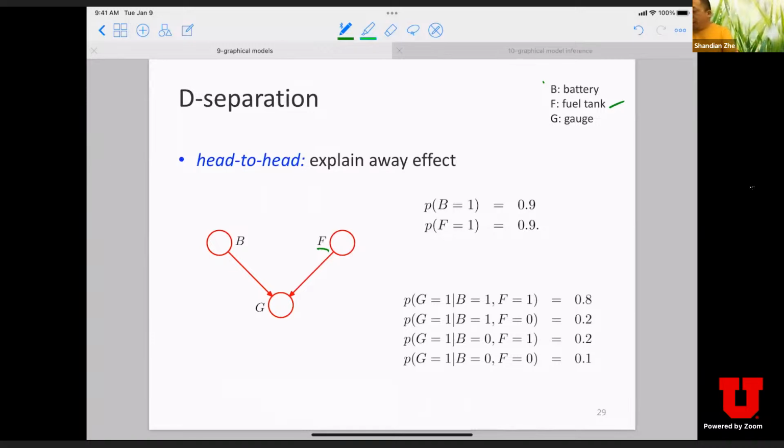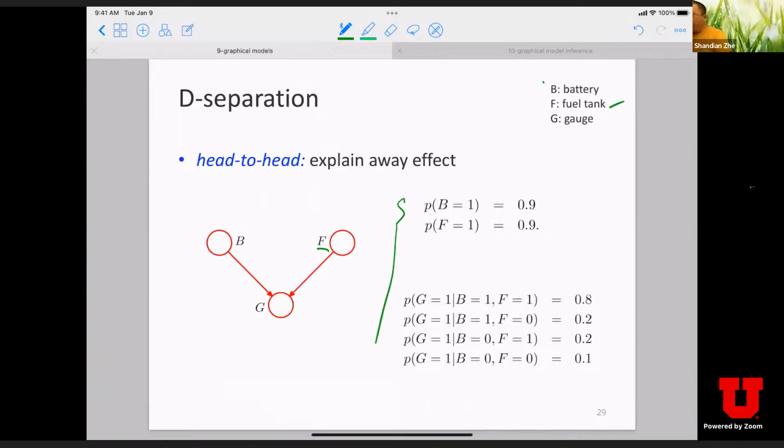And for simplicity, we assume all these three random variables, battery status, fuel tank status, and gauge reading, are binary. So B is 0 meaning the battery is dead, B is 1 meaning the battery is alive. Fuel tank F is 0 means it's empty, 1 means that it's not empty. And gauge reading G is 1 means that the reading is not 0, and if it is 0, it means a zero reading. So this is our model.